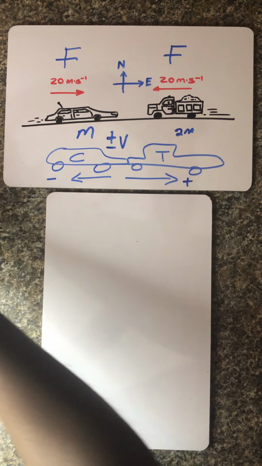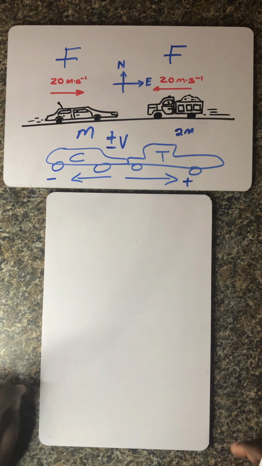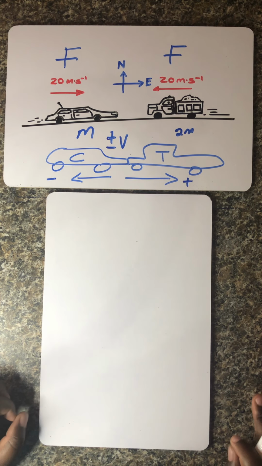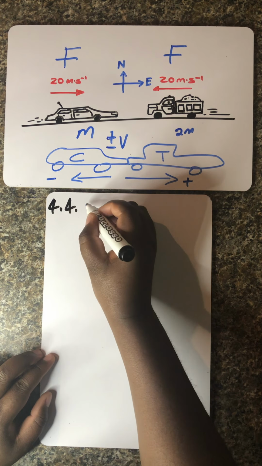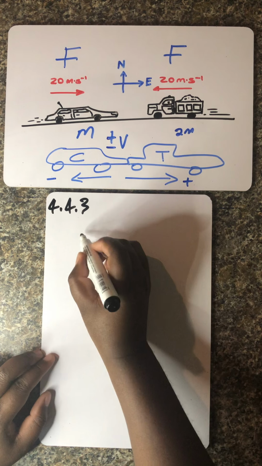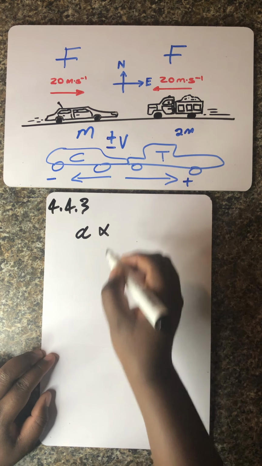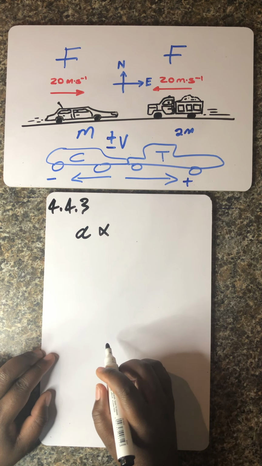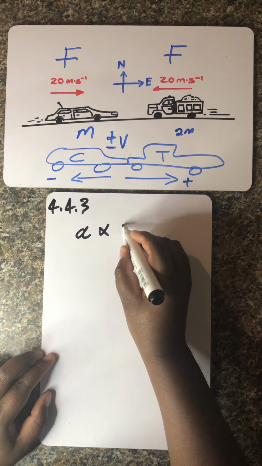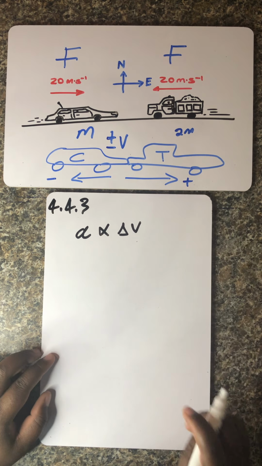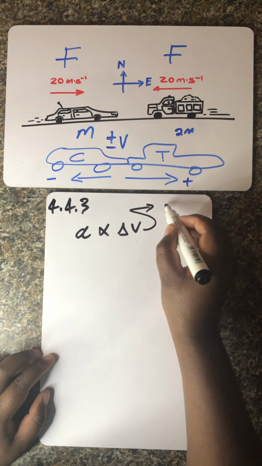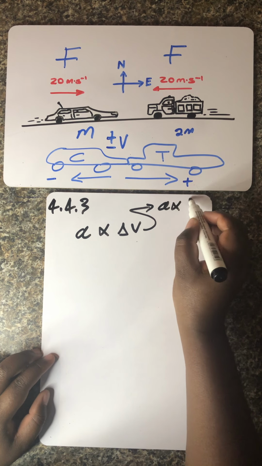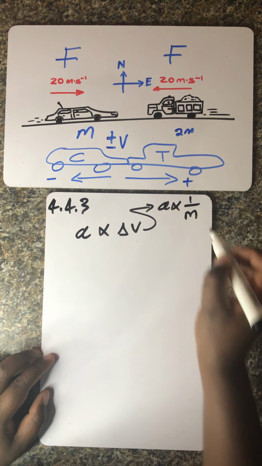Okay, so let's now try to comment on both, ladies and gentlemen. Remember guys, this is question 4.4.3. Acceleration is directly proportional to the change in velocity. You should know this information guys. And again, acceleration is inversely proportional to the mass.